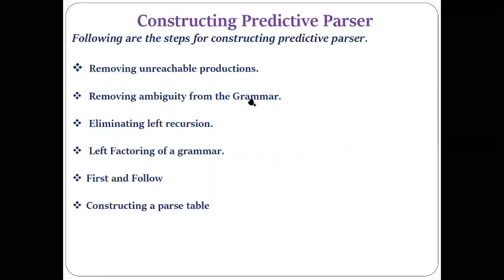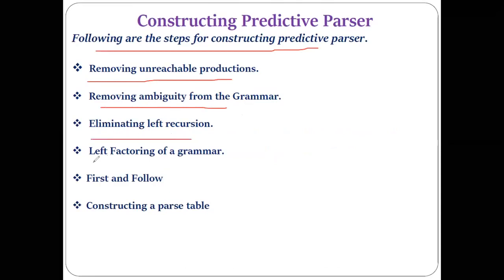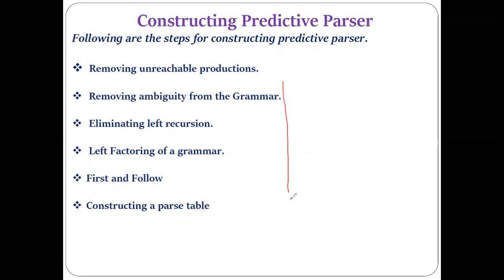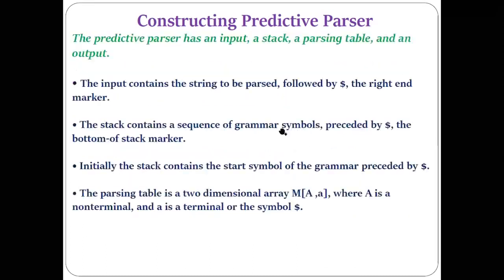Now, what are the steps we have to follow when utilizing the predictive parser to parse a particular string? The steps are: removing unreachable productions from the grammar, removing ambiguity from the grammar, elimination of left recursion, left factoring the grammar, and most important, finding the first and follow sets and constructing the parse table. We have already seen these in the classroom when we conducted the lecture physically. So here you can see what kind of steps we have to follow.